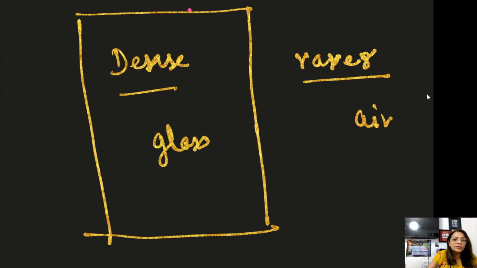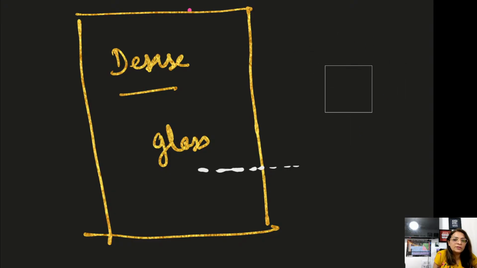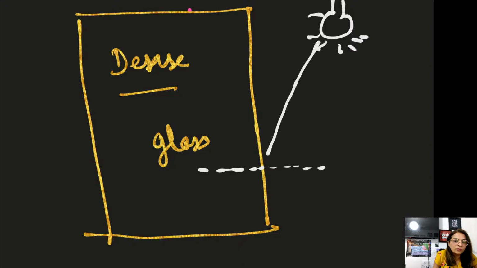Now what happens is this: you need first of all a normal ray. Yeah guys, look at the board. If you've got a bulb here and there is light coming out of the bulb, the ray comes and hits the glass, going from the bulb to the glass. Because it is going into a denser medium, what will happen to it? Tell me in the chat. Will it go close to the normal or away from the normal?